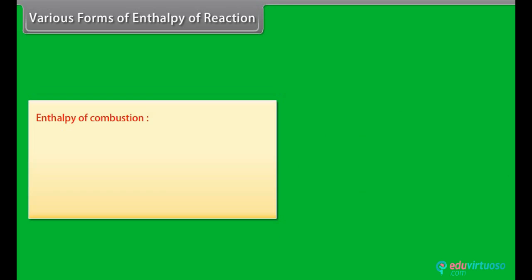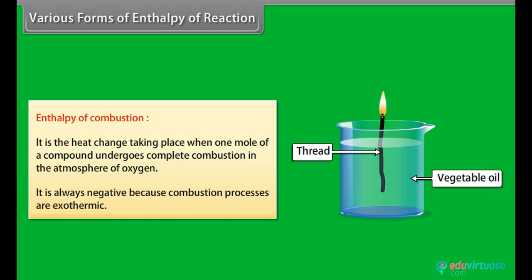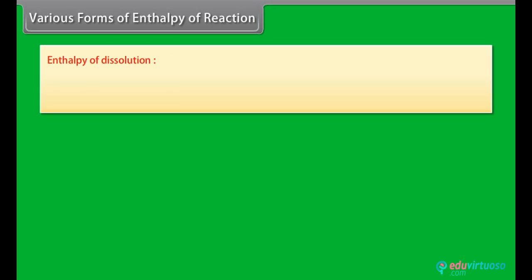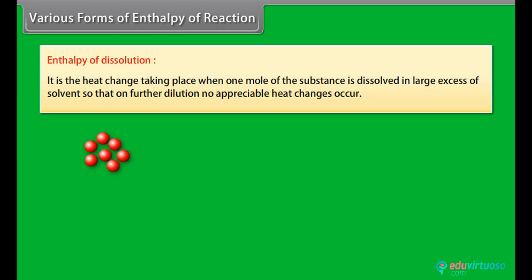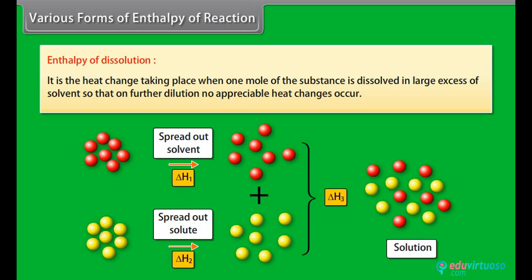Enthalpy of combustion. It is the heat change taking place when 1 mole of a compound undergoes complete combustion in the atmosphere of oxygen. It is always negative because combustion processes are exothermic. Enthalpy of dissolution. It is the heat change taking place when 1 mole of the substance is dissolved in a large excess of solvent so that on further dilution no appreciable heat changes occur.